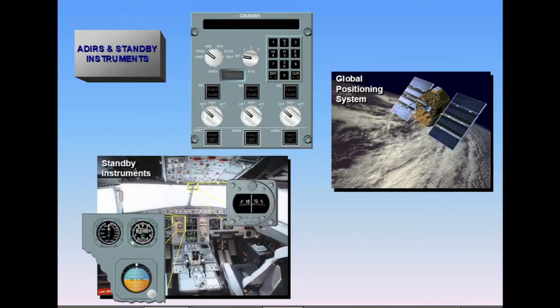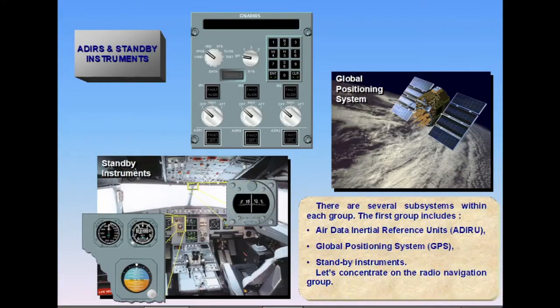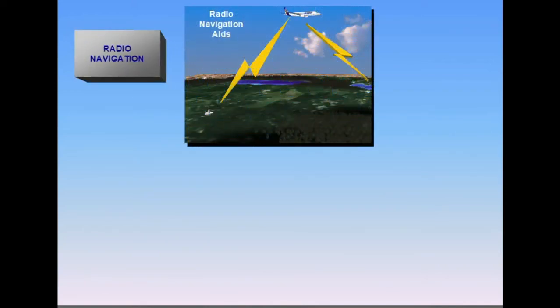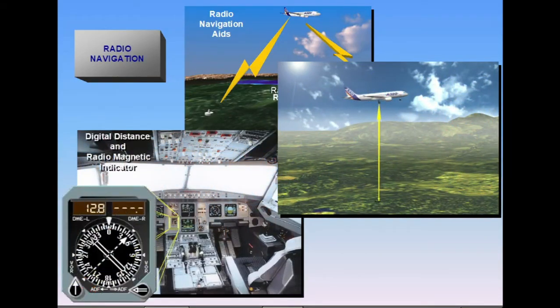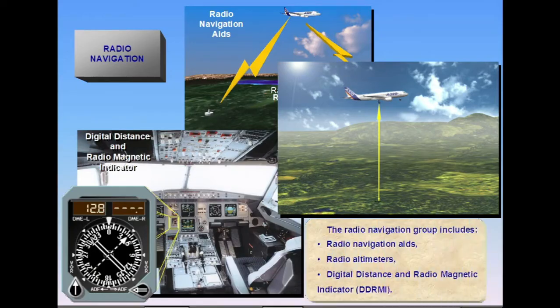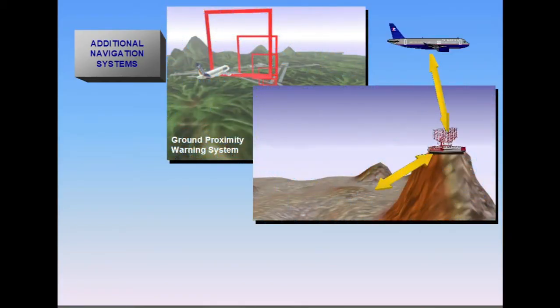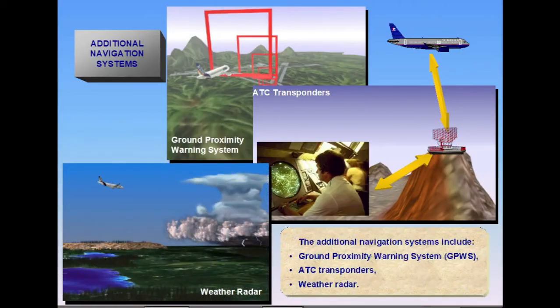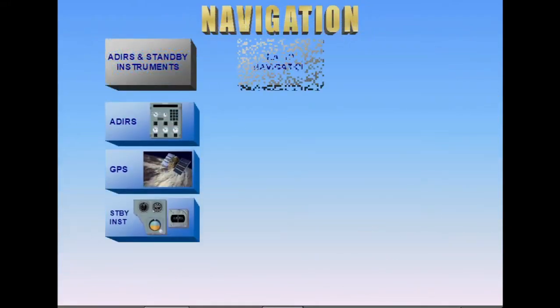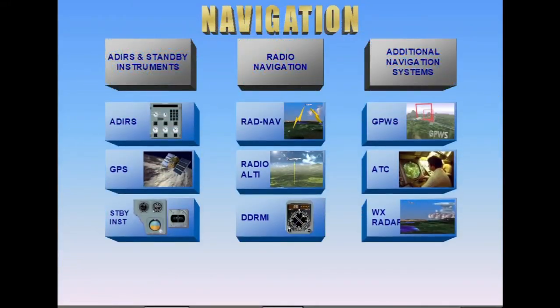Let's concentrate on the radio navigation group. The radio navigation group includes radio navigation aids, radio altimeters, and Digital Distance and Radio Magnetic Indicator, DDRMI. The additional navigation systems include Ground Proximity Warning System, GPWS, ATC transponders, and weather radar. These three groupings constitute the basis for the entire navigation system.